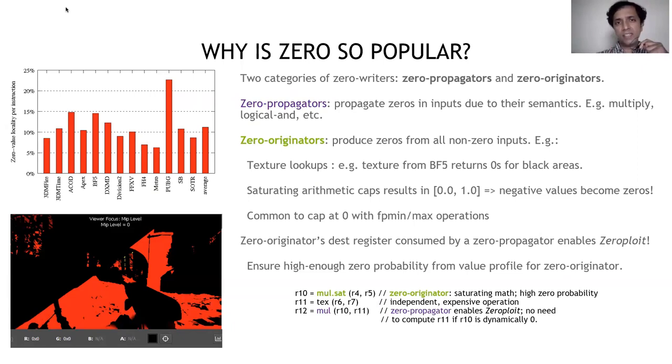Now, when a zero originator's destination register feeds into a zero propagator, that creates the right conditions for Zeroploit. As shown in this example, there is a saturating multiply shown in green, which is a zero originator, and let's say the value profiler also indicates that this has a high enough zero probability. Its result R10 is used in this simple multiply operation, which is a zero propagator. Because R10 has a high probability of being zero, we can now conditionally do the calculation for R11, which it turns out is the result of a texture fetch. So the idea here is there needs to be a zero originator and a zero propagator, and then we can consider that as a potential candidate for Zeroploit, provided their dynamic value profiles indicate that the conditions are favorable.